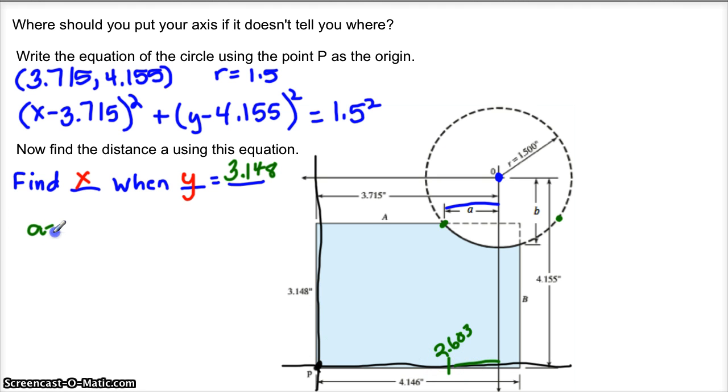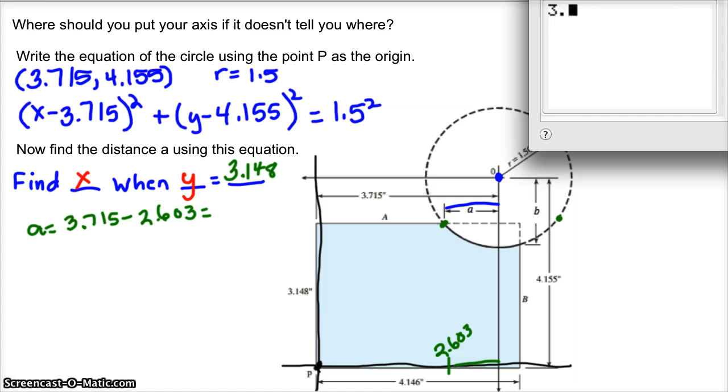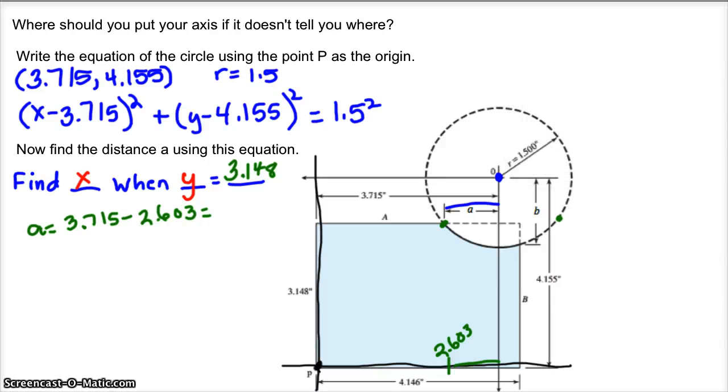So the distance A is equal to 3.715 minus the 2.603. I can just come out of here, and that would be 3.715 minus 2.603, which gives me 0.547. So 0.547.